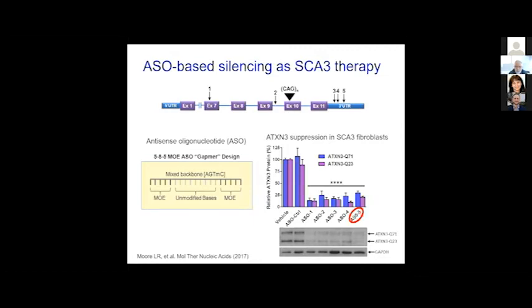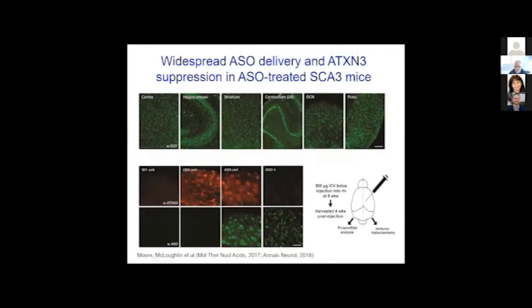We moved into mice where we injected the ASO in a single ventricle and then looked at the distribution of the ASO. You can see the ASO in green here went throughout the brain. And here we're looking at the expression of ataxin-3 in a wild-type mouse, or in the YAC transgenic mice, you see lots of ataxin-3. And this is the ataxin-3 mouse that got the control scrambled ASO. And here's the ataxin-3 mouse that got the targeting ASO against ataxin-3, and marked suppression of ataxin-3.